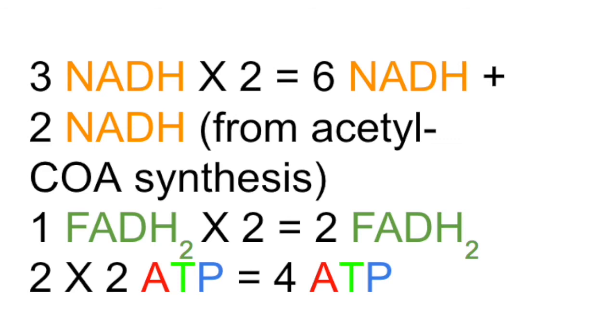for each pyruvate. Since 2 pyruvates undergo the cycle, a total of 8 molecules of NADH, 2 from acetyl-CoA synthesis, and 2 molecules of FADH2 are made, and 6 molecules of carbon dioxide are lost.